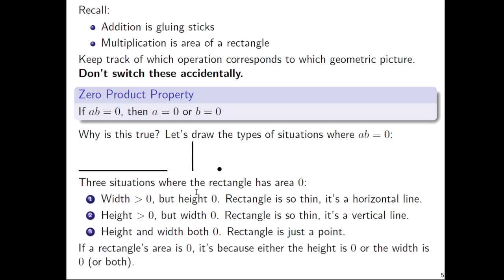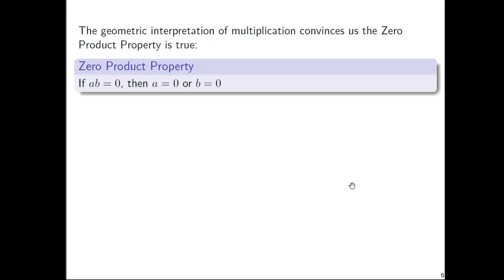And here's the thing, the whole point here is to say that if a rectangle's area is 0, it's because either the height is 0 or the width is 0 or both. And that, folks, just based on this geometric interpretation of multiplication, should give us all the reason we need to say, yeah, this zero product property really works. If 2 numbers multiplied together equal 0, in other words, they're the 2 sides of a rectangle creating a rectangle with area 0, then one of the side lengths has to be 0. The geometric interpretation of multiplication is what convinces us that the zero product property is true.